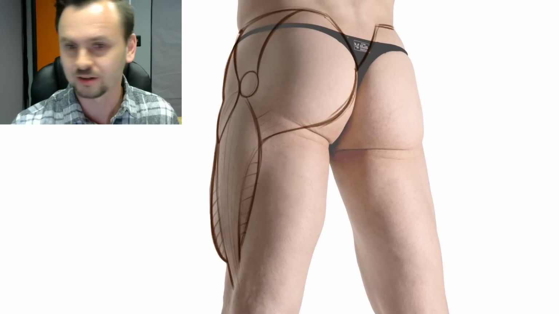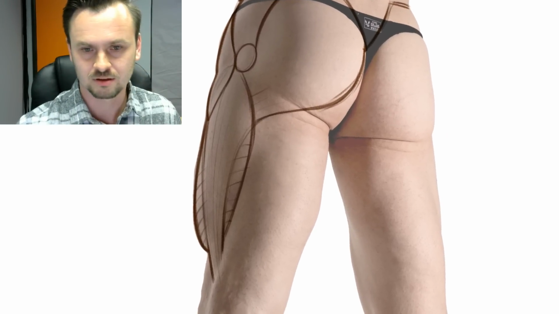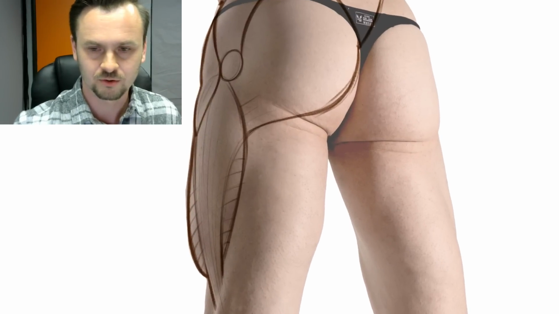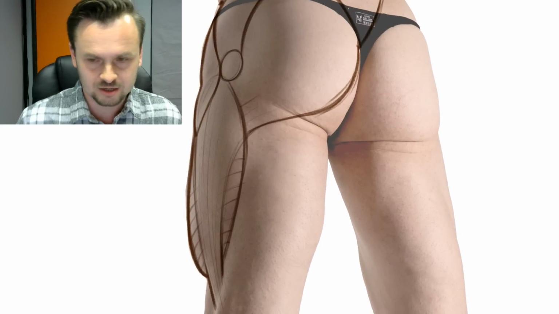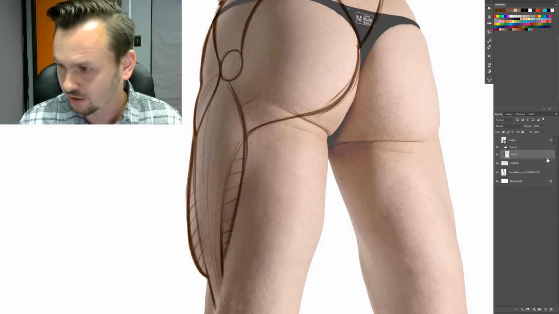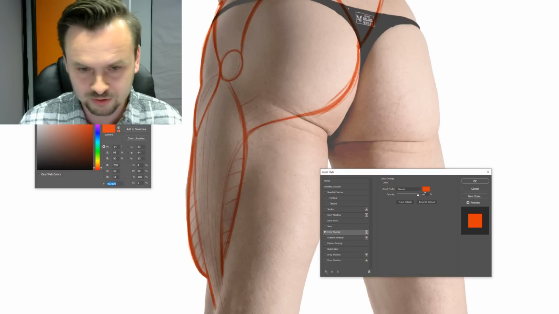What if I zoom in a little bit? Yeah, I guess I could. Let me go quickly. I'll just do a layer style here. Color overlay. I'll just do a bright red.